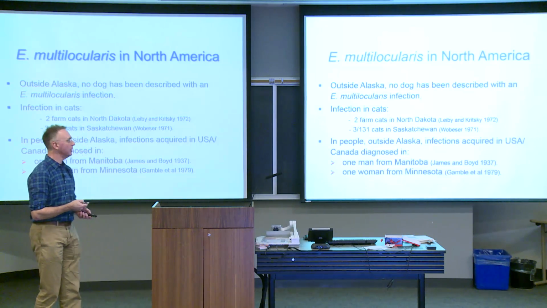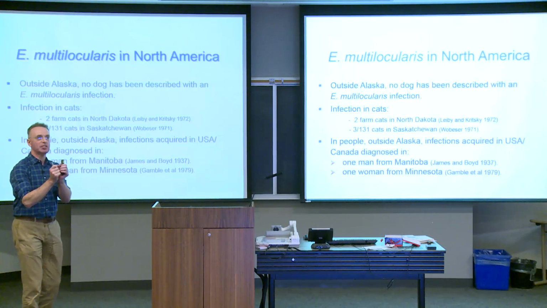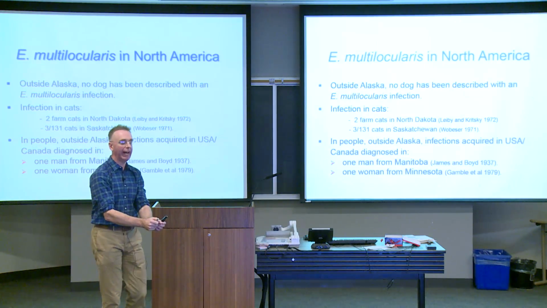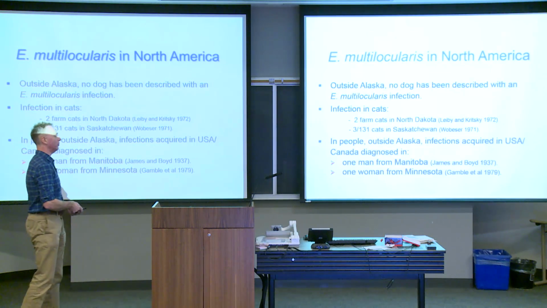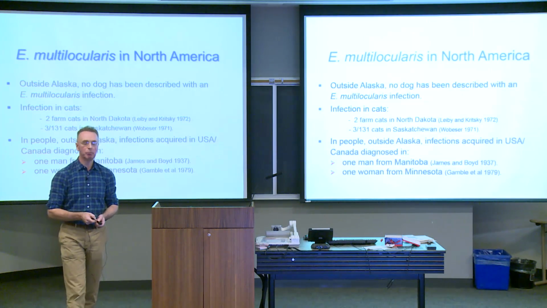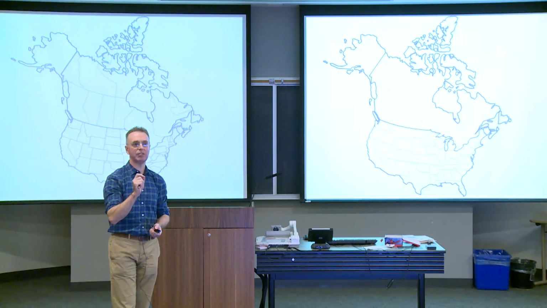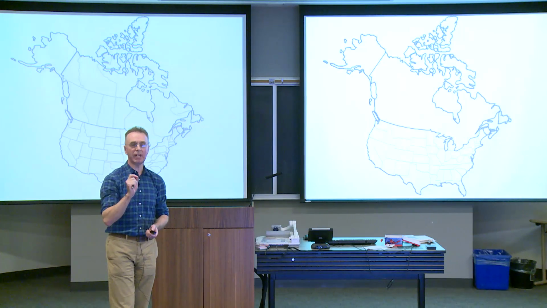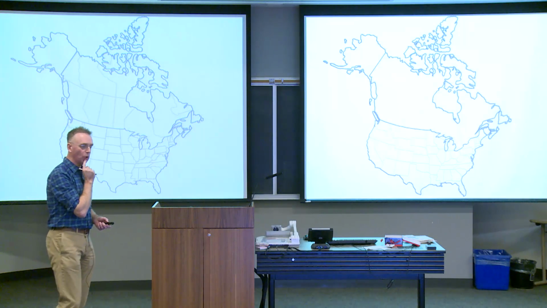What about people? If you look at people outside the western coast of Alaska, with respect to infections that must have been acquired in North America, because there have been cases associated with travel and immigration, but as far as infections acquired in North America, as far as we can determine from the literature, there's 1 man in Manitoba, look at the date of publication, infection published in the 1930s, 1 woman in Minnesota, again, many decades ago. So it's not at all a common infection. That was the situation in the literature until 2009, particularly with respect to dogs. Not a single case described outside Alaska, anywhere in North America.